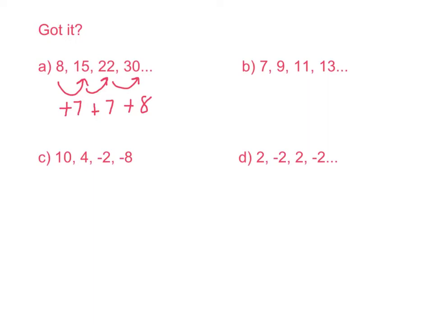B, 7 plus 2 is 9, 9 plus 2 is 11, 11 plus 2 is 13. There's a difference of 2. So we are adding 2 each time, which does make this an arithmetic sequence. So here's what you need to know, the common difference is 2.